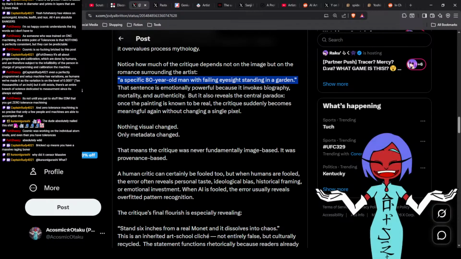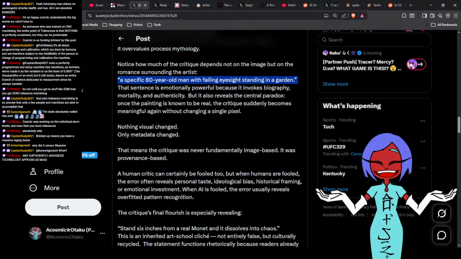So, a specific 80-year-old man with failing eyesight standing in a garden. I forgot about this too. I actually didn't even catch this. Absolutely correct. This goes to... there's a biographical criticism theory in literary criticism where you try to extrapolate the author's life, how the author's life affected a work, and how the work relates to the author's life.